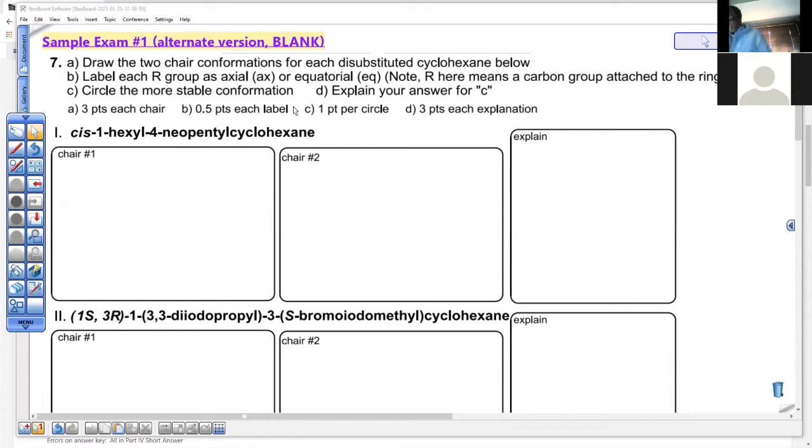Found at Moodle in the test 1 practice area. We're going to draw 2 chair conformations for each di-substituted cyclohexane below. 2 problems. On your test, because in these days of COVID we do not have as much time for tests, you'll only do one like the second one, but the first one provides a better introduction.